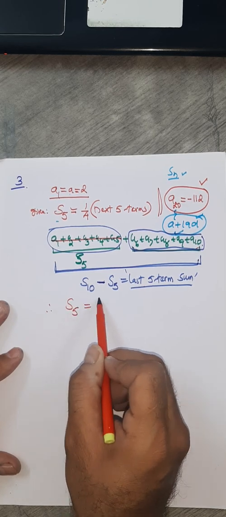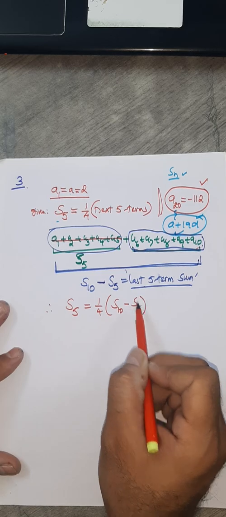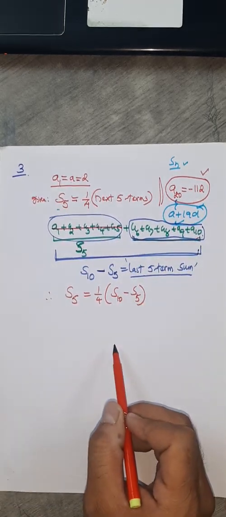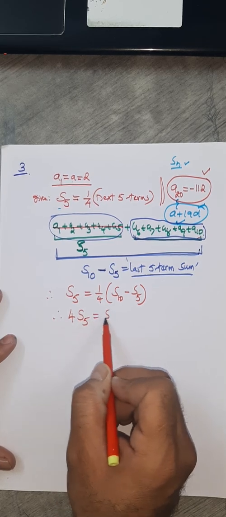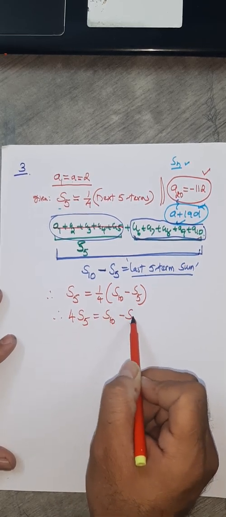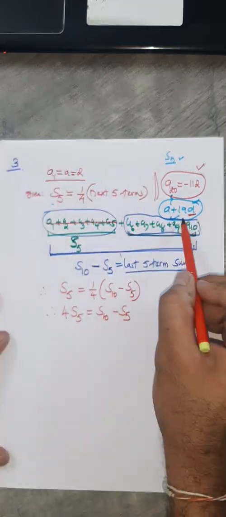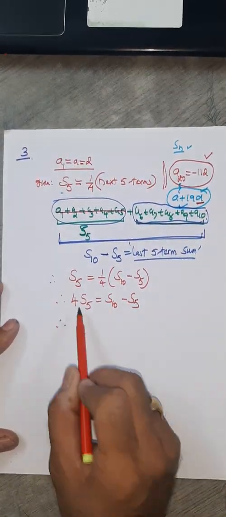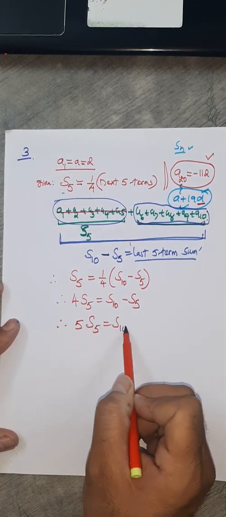So S5 equals 1 by 4, S10 minus S5. This is the sum of the next 5 terms. Now simplify. So 4 into S5 equals S10 minus S5. We need to get the D, as I told you, A, which is 2, and that you will get from this. Take this one over here. So 5 into S5 equals S10.